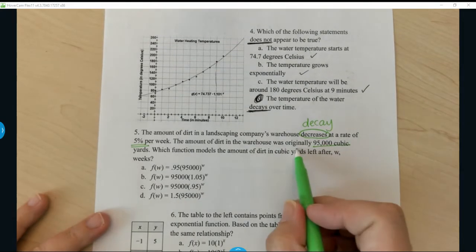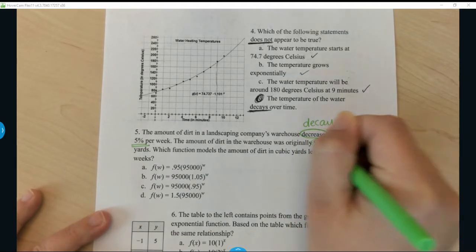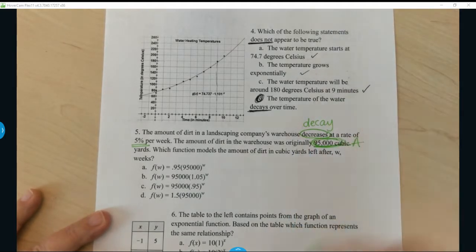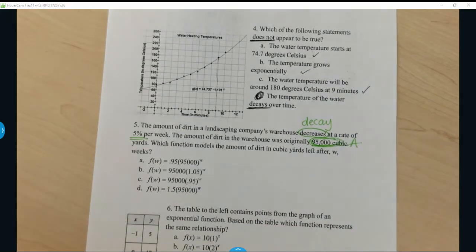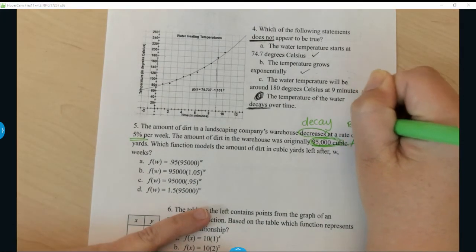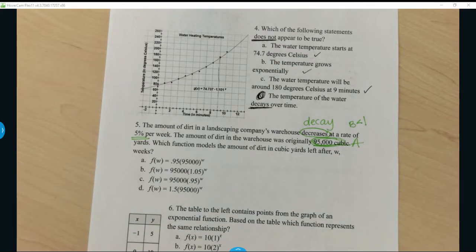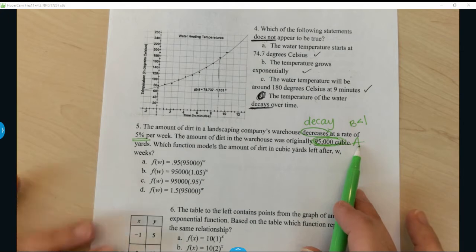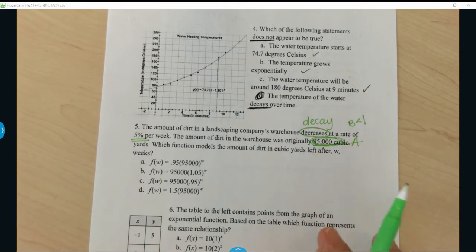All right, so originally 95,000. That's going to be our starting value. So that's our A. If it decreases at a rate of 5%, that means that B is going to have to be less than 1. So let's just keep that in mind when we're looking through these. Okay, so first I'm going to use that test taking strategy of eliminating answers that right from the start don't look good.